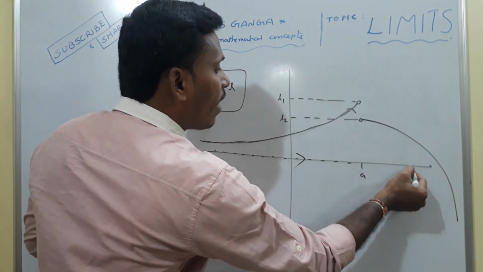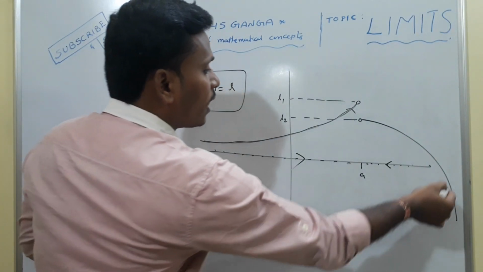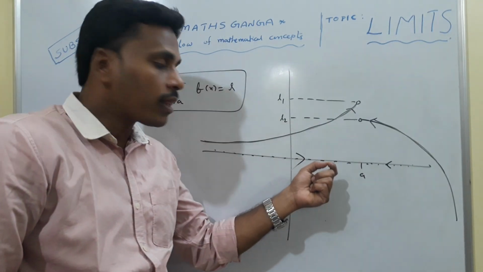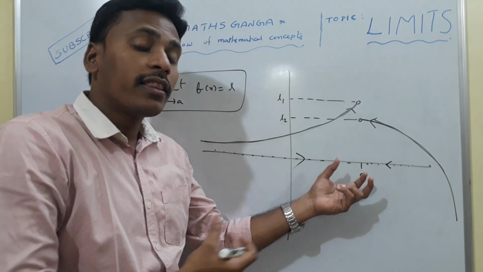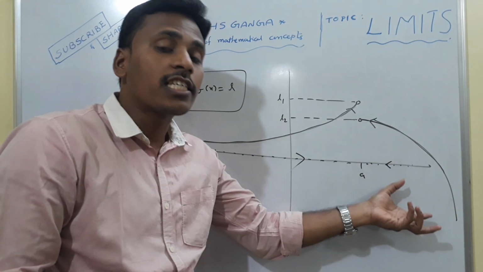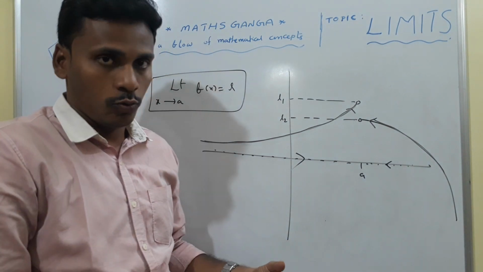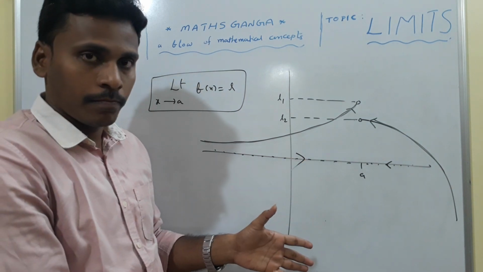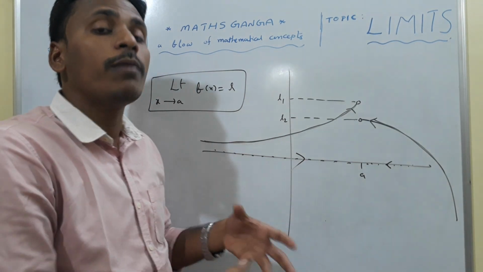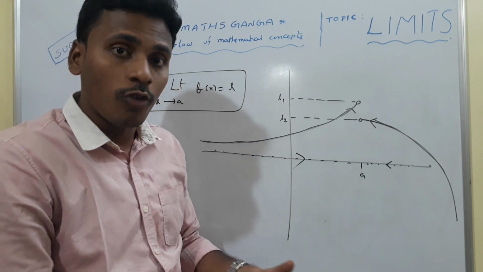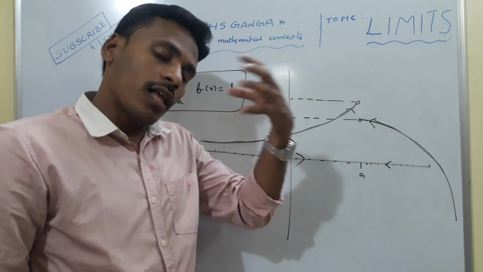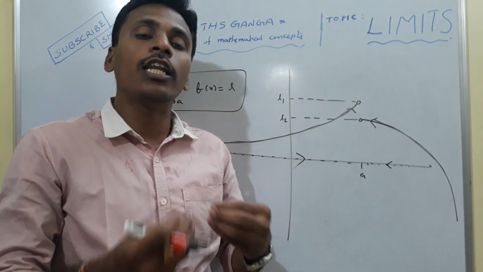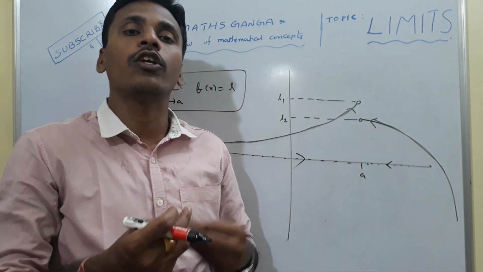And if the value of x is running towards A from the right side, then the graph is running towards L2 of the y-axis. Then in this case, the behavior of f of x on the right hand side of A is approaching L2. In this case, the left side and right side behaviors are different. So in those cases, the real use of limit arises. In the next video, I am going to discuss the left hand limit and right hand limit, and the functions where their real utility is involved.